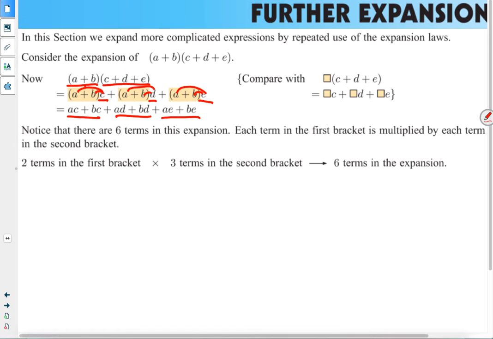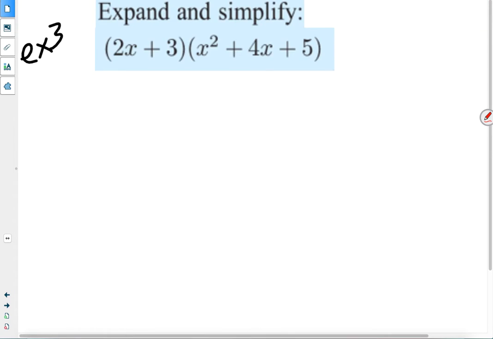Notice there are 6 terms. We have 2 terms in the first bracket, and using our multiplication counting principle, we can say 2 terms in there times 3 terms, and we're going to get 6 terms in the final expansion. 1, 2, 3, 4, 5, 6. So let's see how this looks in an example.